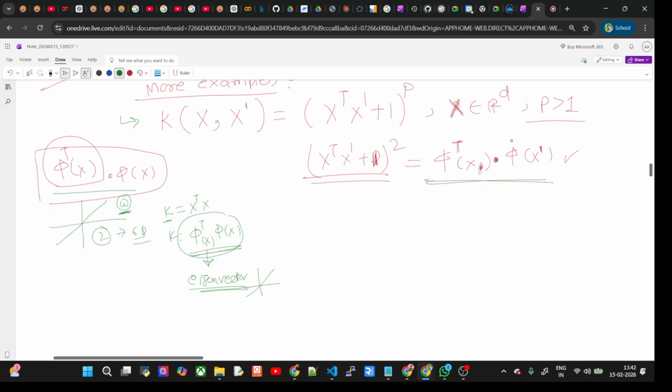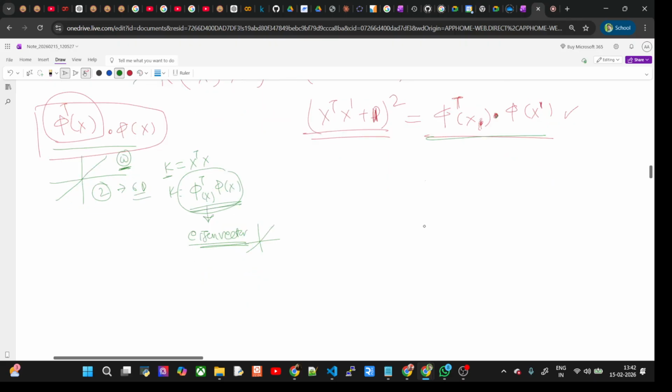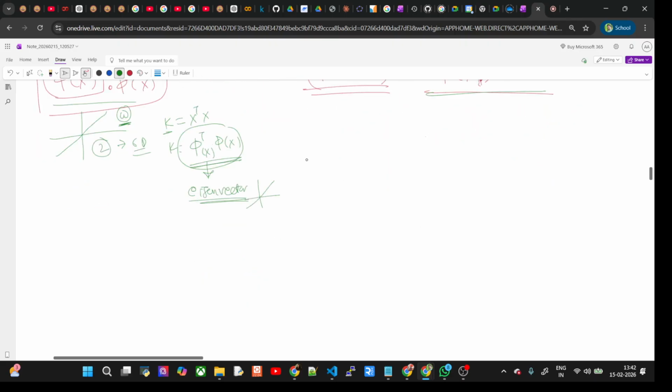But there may be another situation where we'll see the second example. In the first example we saw the function x transpose x plus 1 raised to p. This is one example, one phi function or feature map function, which mapped your data to higher dimensions. For x comma x prime, it is the same thing, x transpose x prime plus 1 raised to p, where p is greater than 1, and your x belongs to R^d, like lower dimension data.